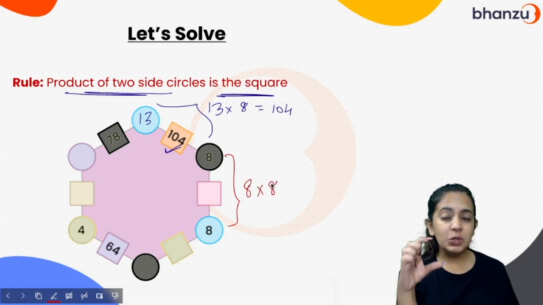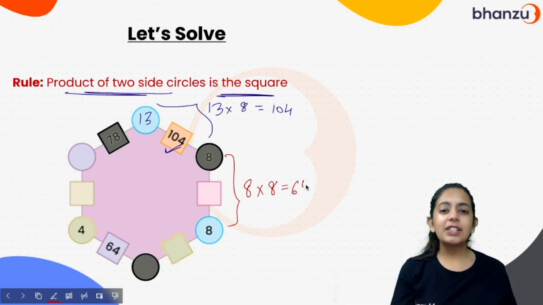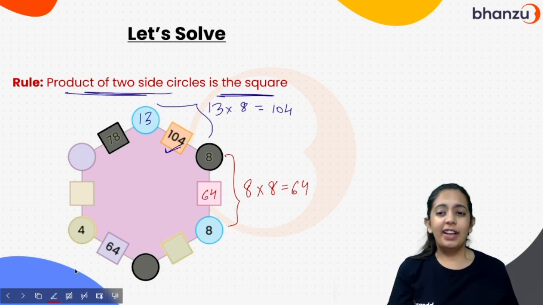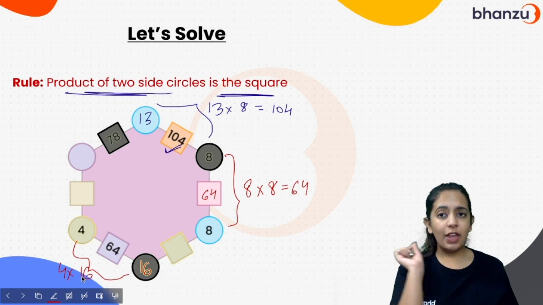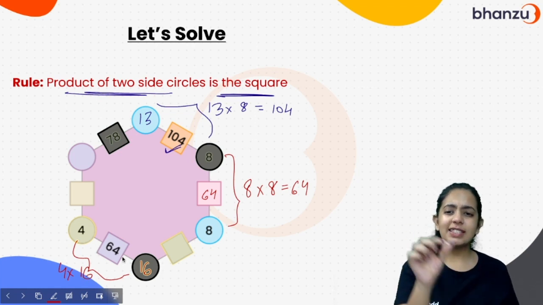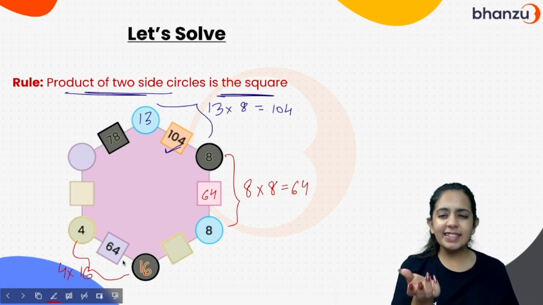Let's multiply these two side circles. So this is equal to 64, right? So the 64 will come in this square. Now, the next one. 4 times what is 64? Yes, what will come here? 4 times what is 64? Yes, 4 times 16 is 64. Right, so therefore 16 will come here. 4 times 16 is equal to the middle square, that is 64.